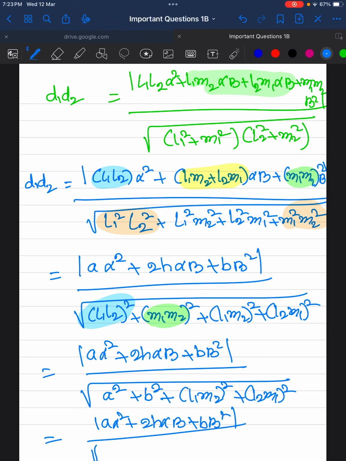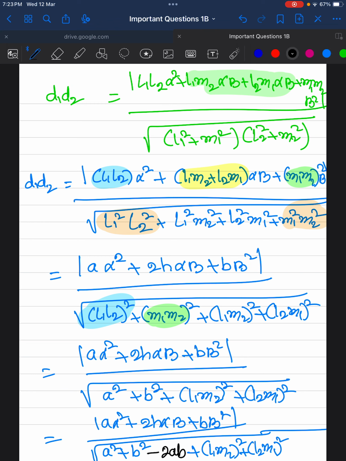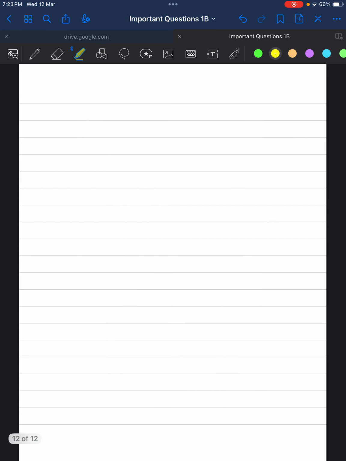This is modulus of A alpha square plus 2H alpha beta plus B beta square by root of A square plus B square. What I need to do? Because I want A minus B whole square, I am doing minus 2AB here. Next, L1 M2 whole square plus L2 M1 whole square. Next what we need to write? Plus 2AB. Minus 2AB plus 2AB like previous one. Here A square plus B square minus 2AB is A minus B whole square.